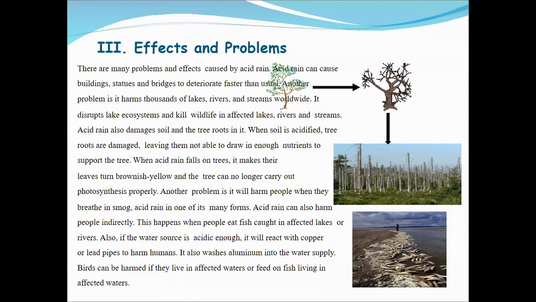Acid rains are also very harmful in our daily household life. Those who are living in hilly regions used to collect rainwater for their daily uses and purposes. If it is acid rain, it will be harmful for their skin, and if they drink the water, it will ultimately have a bad effect on the digestive system. So these are the main effects and problems of acid rain.